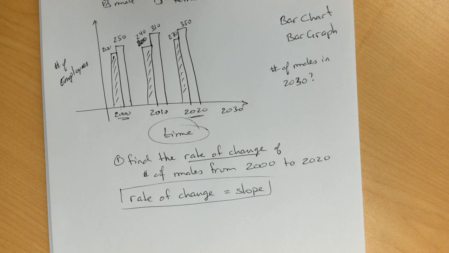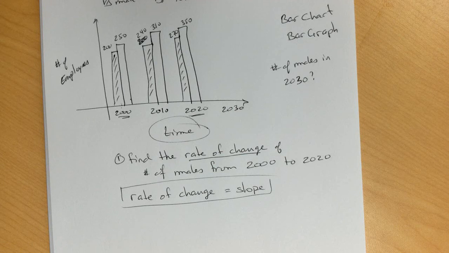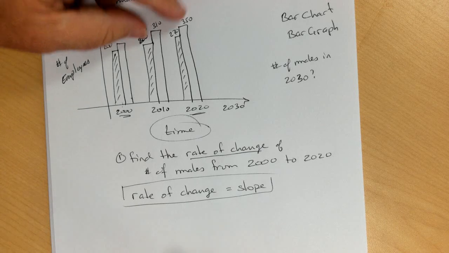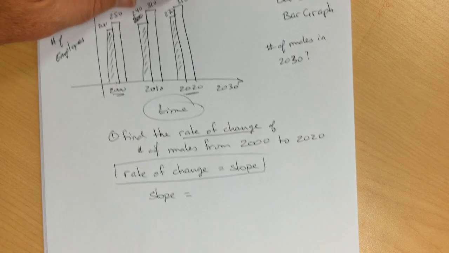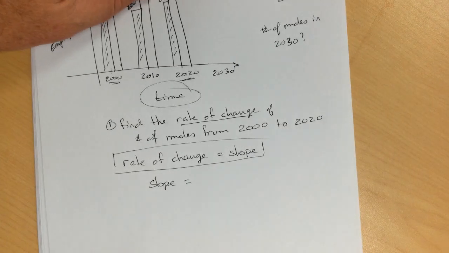Whenever you hear the words rate of change, that means slope. Okay, so let's go back. What is the formula for a slope? Let's try to remember that, all the way back in algebra.